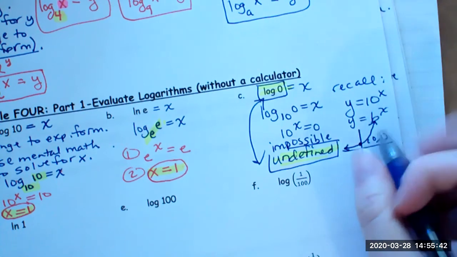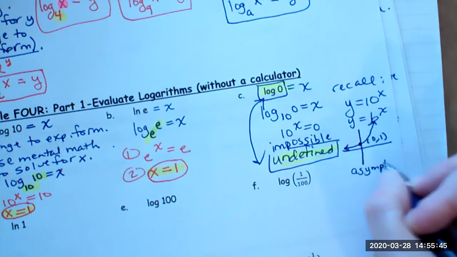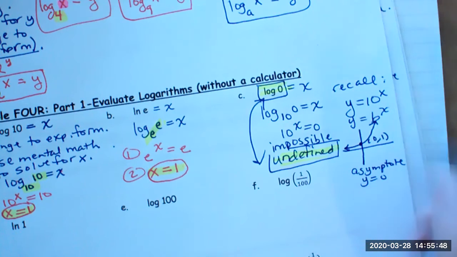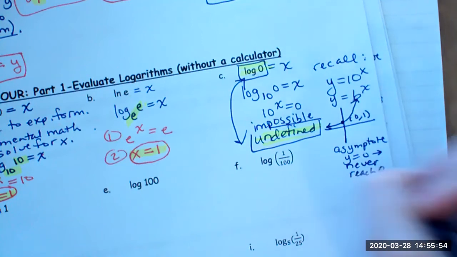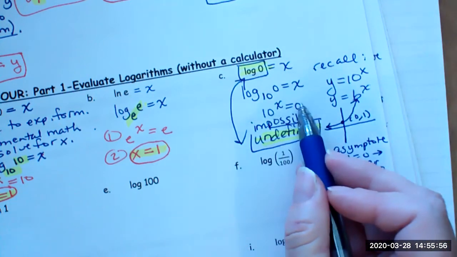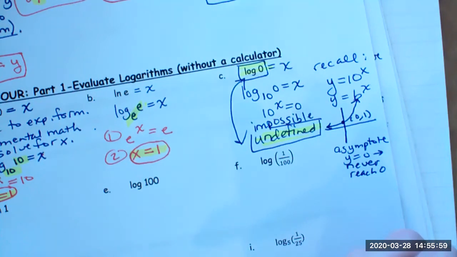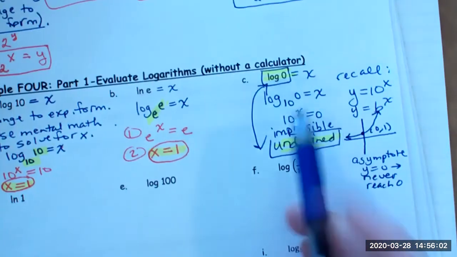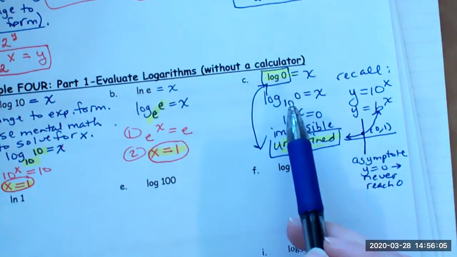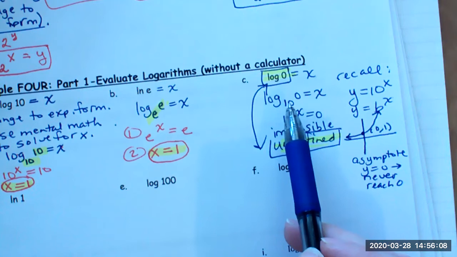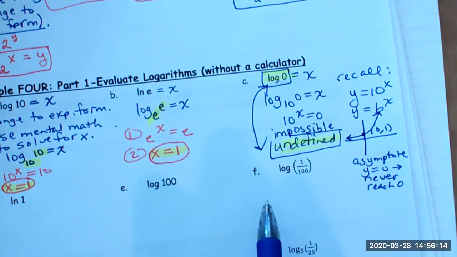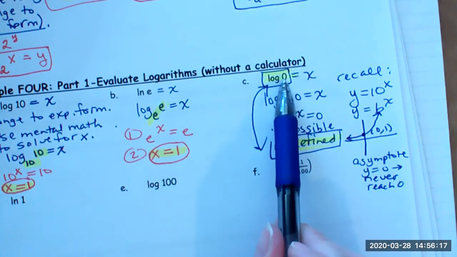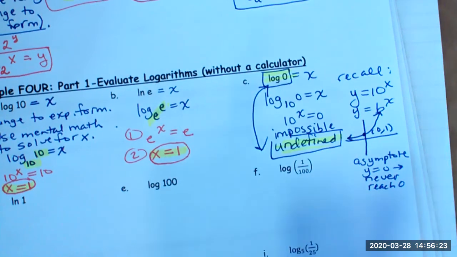And you'd have an asymptote at y equals 0. So you will never reach 0. And therefore, 10 to the x could never equal 0. Okay? So that's a critical piece that we'll emphasize again before we finish this lesson. When we take the log of 0, we're always going to get a value that's undefined, regardless of which base it is. It could be base 3, base 100, base 1,000, base 65. It doesn't matter.